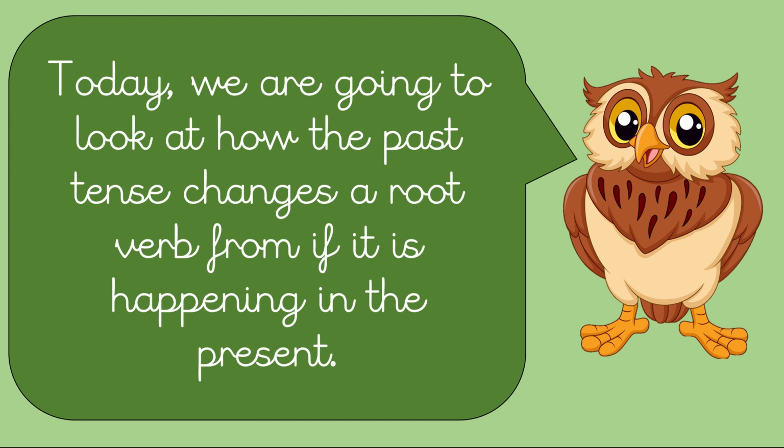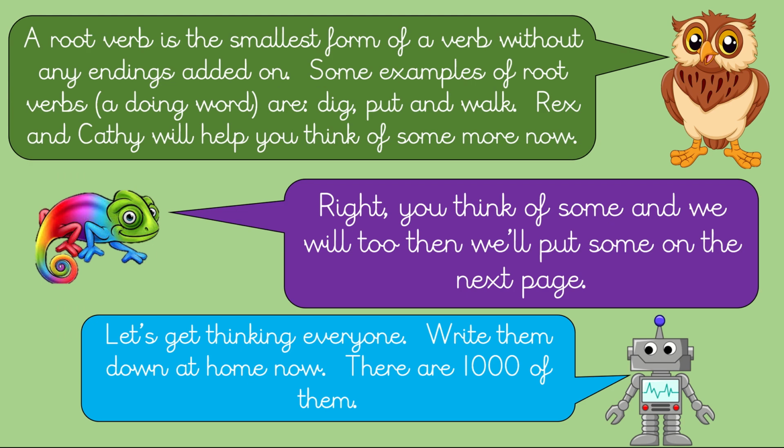And it says this changes a root verb. So let's have a look. Oh, here we go. A root verb is the smallest form of a verb without any endings added on. Some examples of root verbs, a doing word, are dig, put and walk. Rex and Kathy will help you think of some more now.